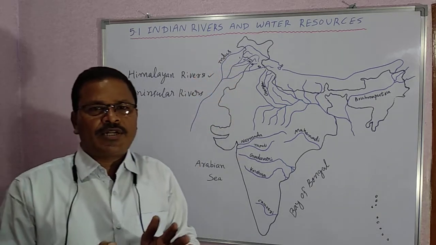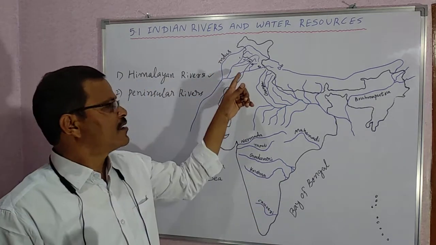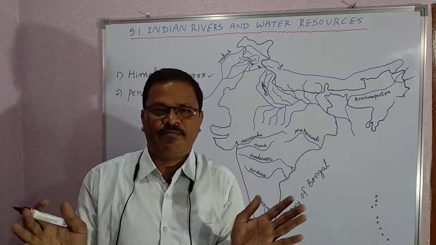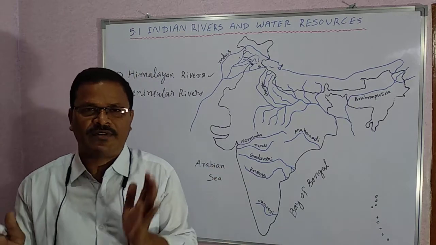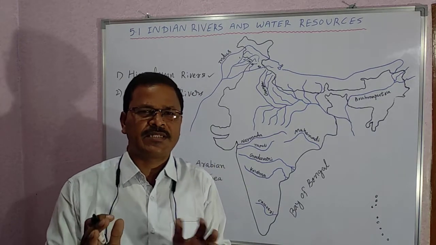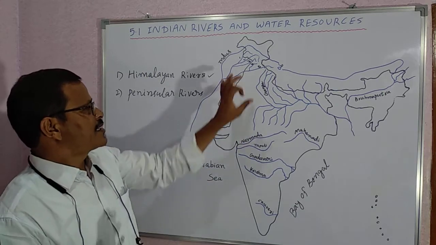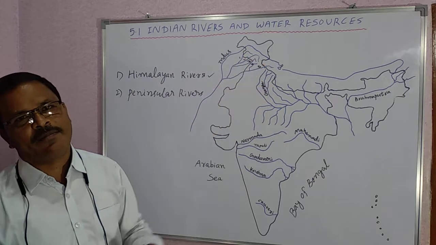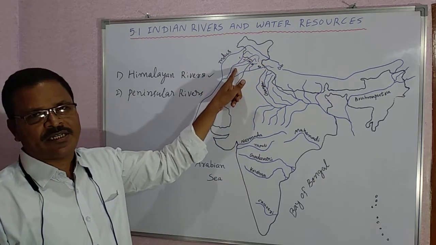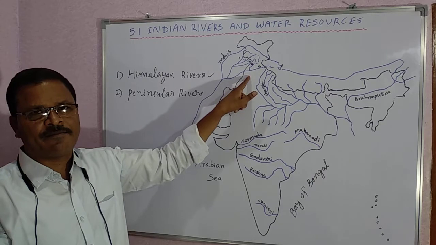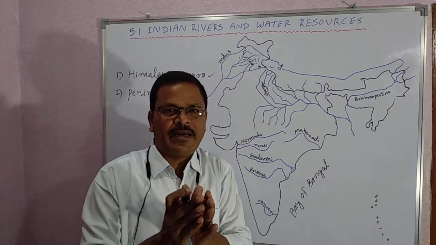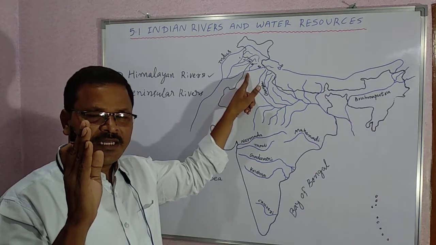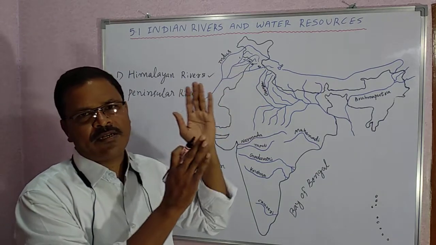The name Punjab is also named after these 5 rivers. Punjab means Panch Ab. Panch means 5, Ab means river. Punjab means the land of 5 rivers. This part is called Punjab. This is the Punjab state in Pakistan, and this is the Punjab state in India. In 1947, Punjab was divided into 2 parts. This part of Punjab is with India, and this part of Punjab is with Pakistan.